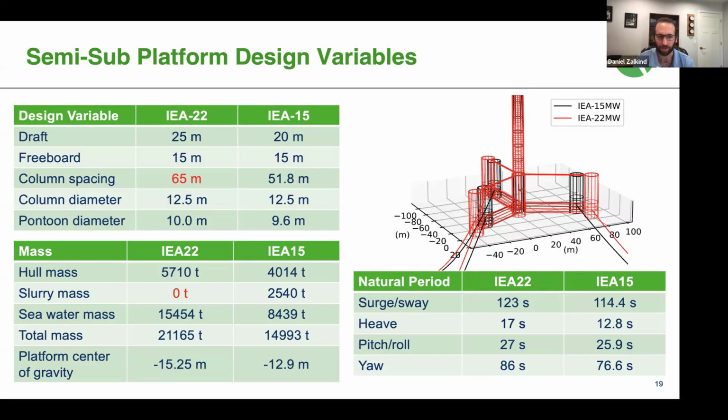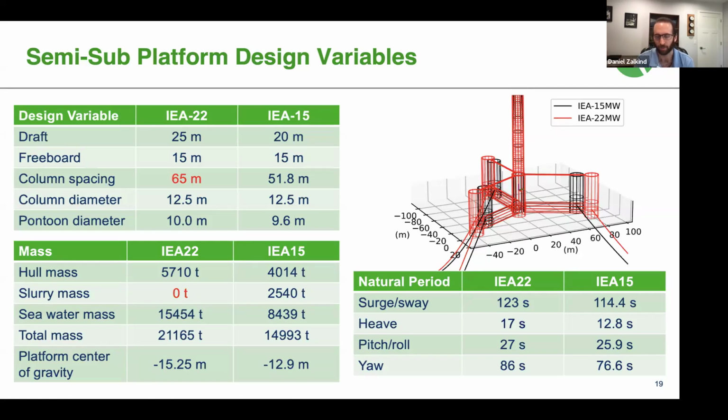We see that our hull mass goes up a little bit, and one change that we made from the 15 to 22 was to get rid of any slurry mass and only use seawater ballast for this turbine. So there's seawater ballast in the outer columns and the lower pontoons. We did that mainly for simplicity, but talking with the UMaine folks that designed the last one, that's something they do these days as well, because it's free and it's easy to pump in and out. So it's a much more massive platform, but quite a lot of that additional mass is in the ballast.